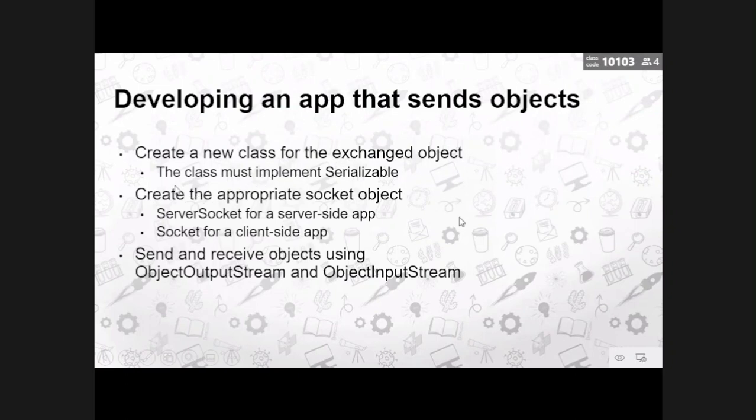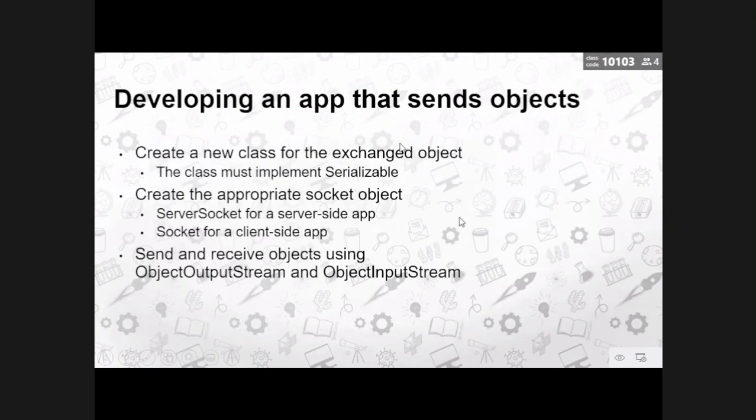Once you create the class, as usual, you need to create the appropriate socket objects. If you're building the server-side application, you will need the server socket. If you want to build the client-side application, you will need the socket object. It's pretty much the same. The only difference is that instead of using buffered input and output streams, because we are sending an object, we need to use the object output stream and object input stream. By using these, we can send and receive objects instead of binary or text.